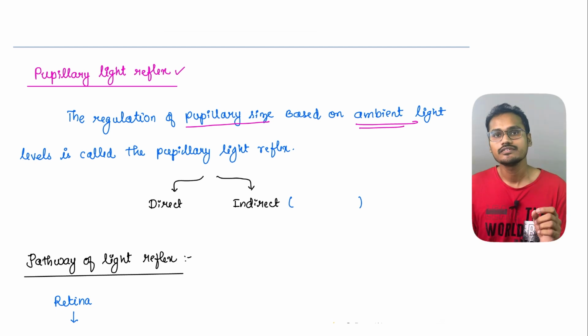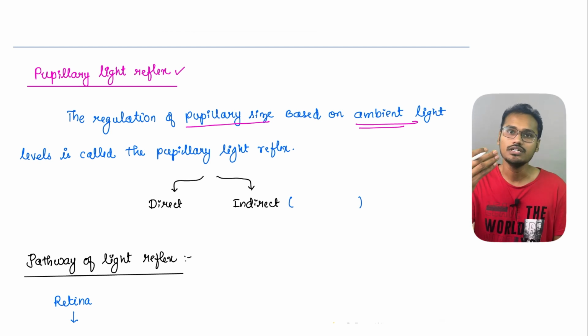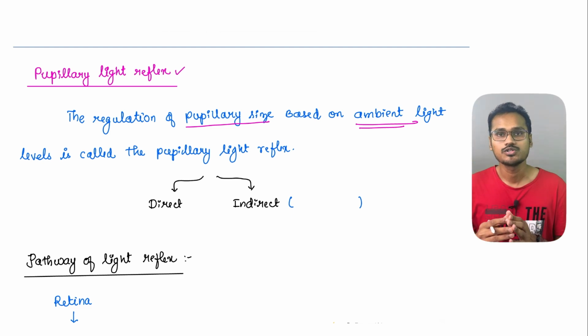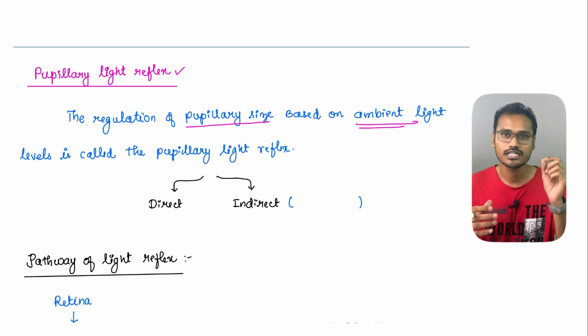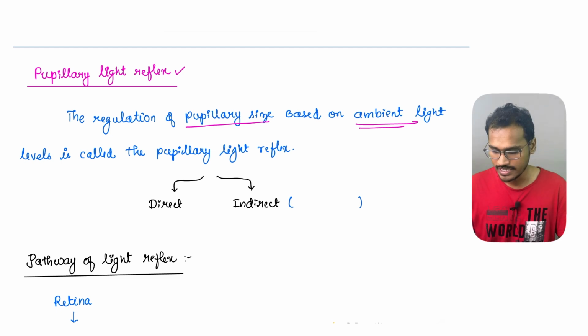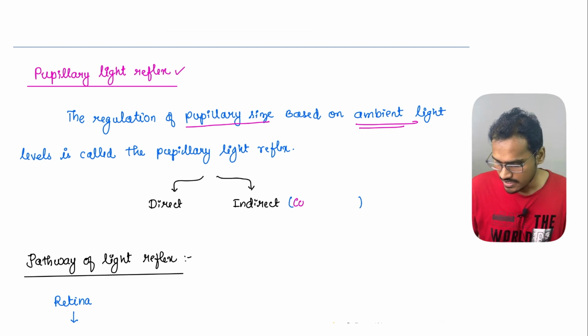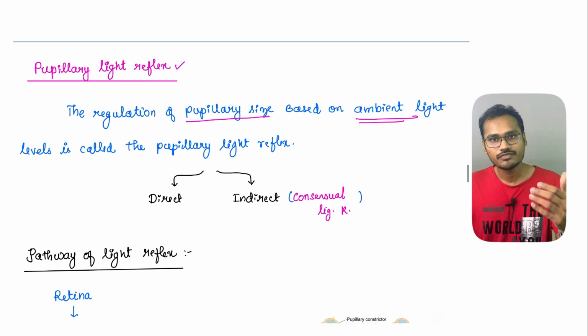And there is one reflex which is called direct light reflex. For example, if I am throwing a light into my right eye, and if the right eye pupil is constricting, that is called direct light reflex. But if I throw the light into the right eye, the opposite eye also will have a pupillary constriction in a normal person, which is called indirect light reflex. We are throwing it in the right eye, but it is constricting the pupil of the left eye also. That is called indirect light reflex, which is also called consensual light reflex. So let's see what is the pathway for this light reflex.